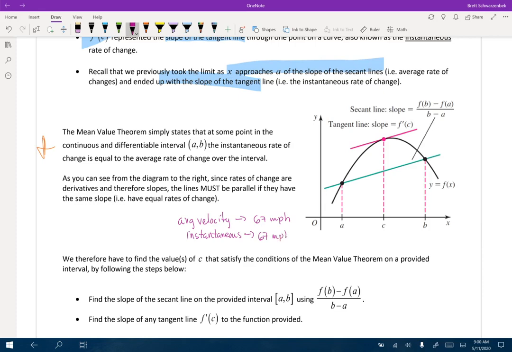Now think about that for a second. If you average 67 miles per hour while you're driving, doesn't that mean at some point you had to be going 67 miles per hour at any given time? You probably did that many times, but you had to do that at least once. If you really think about that, then you know that that is absolutely true.